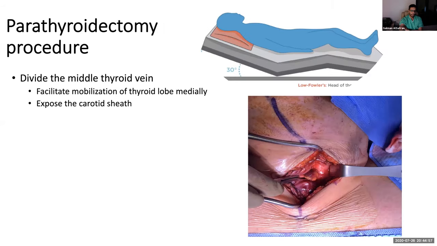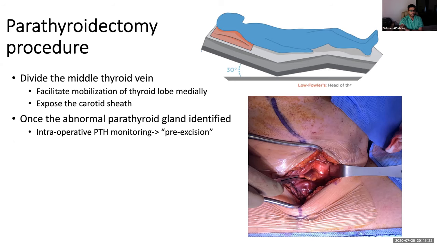Then identify the middle thyroid vein. I divide it, as you can see in the picture here, the middle thyroid vein was divided. And this basically will help you mobilize the thyroid gland medially. As you can see, I use a peanut and the thyroid gland is rotated medially. And then also, we'll explore the carotid sheath just in case you need to look into the carotid sheath, okay?